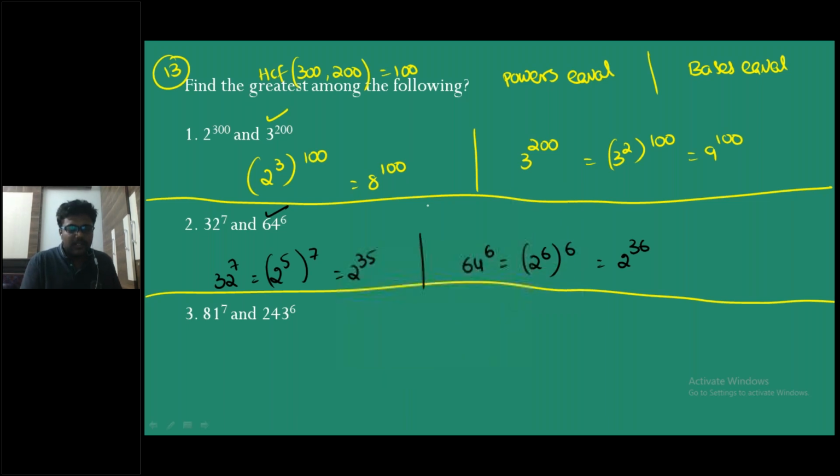Whereas here, 81 power 7, 81 can be written as 3 power 4 to the power 7, which is 3 power 28. Whereas 243 can be written as 3 power 5 whole power 6, which is 3 power 30. Now these second and third questions, both we maintain bases equal. And 3 power 28, 3 power 30, obviously 3 power 30 is the greatest.